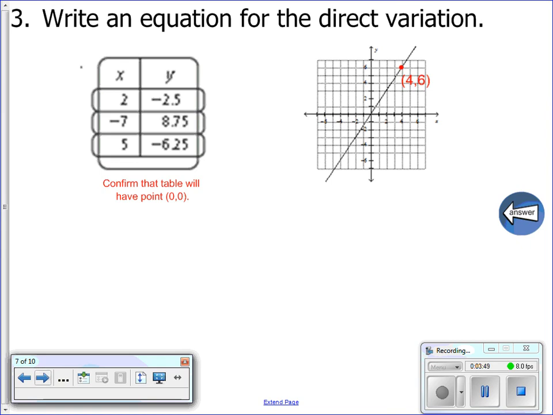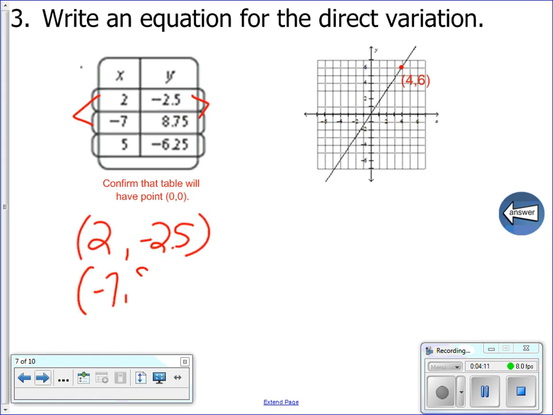Write an equation for the direct variation. So first I want to see what is going on here. So I want to see my x, my k, or my m. So I'm going to choose these 2 points of 2 and negative 2.5, and the other point of negative 7 and 8.75.